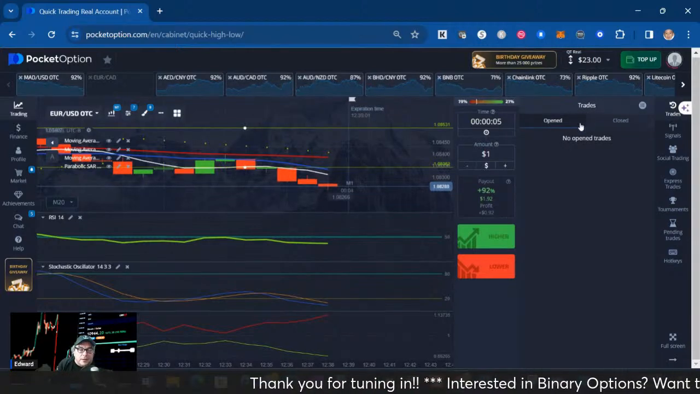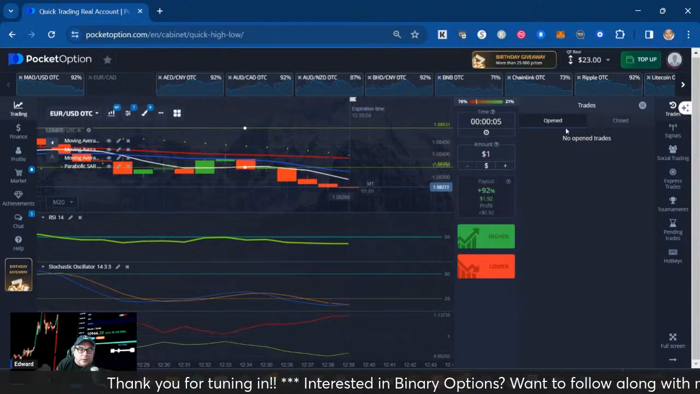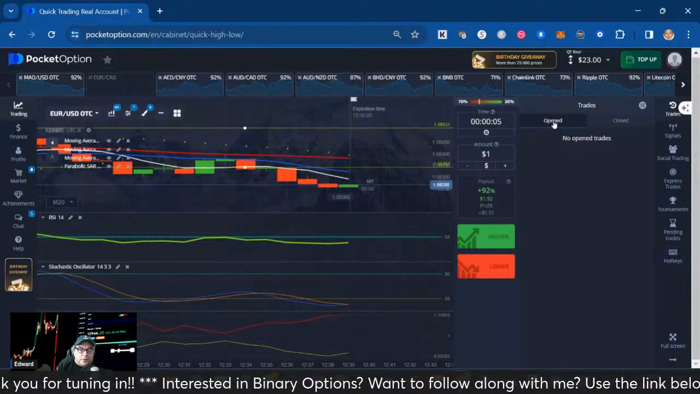So started with $20. We're at $23. Still fighting, ladies and gentlemen.